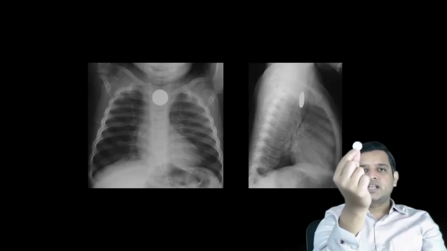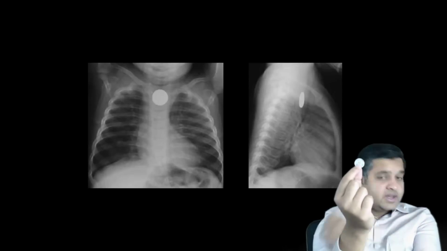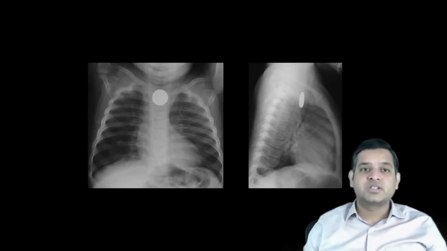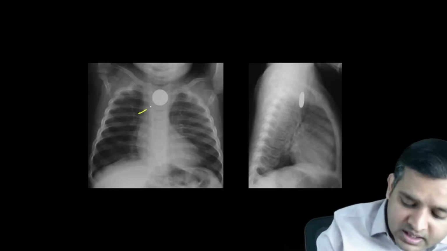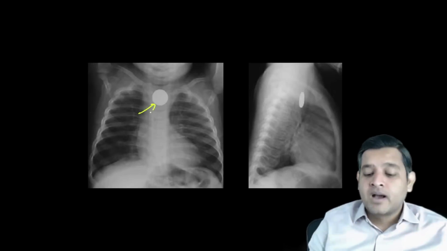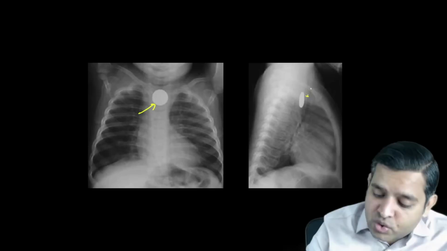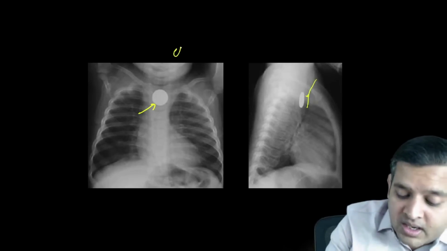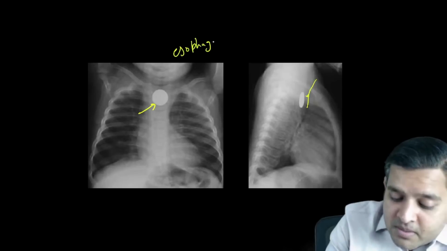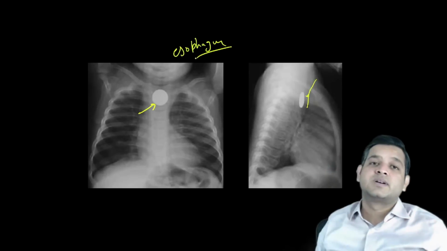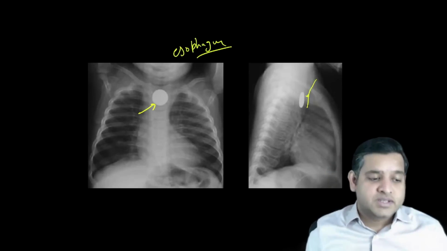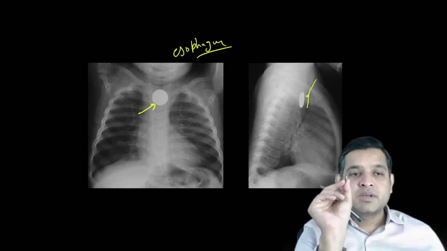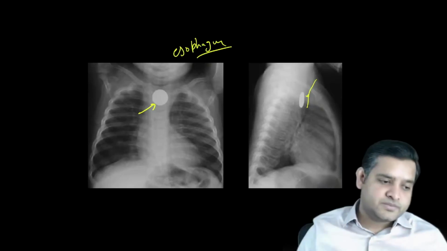So if the coin is seen flat on a frontal radiograph, it is likely to be in the esophagus. If it is seen end on, it is in the trachea. So this is a coin in the esophagus. A lateral radiograph can clearly show the airway in front of the coin. Please remember, if the coin is lying flat, then it is present in the esophagus. If the coin is seen end on like this, that means the coin lies in the trachea.